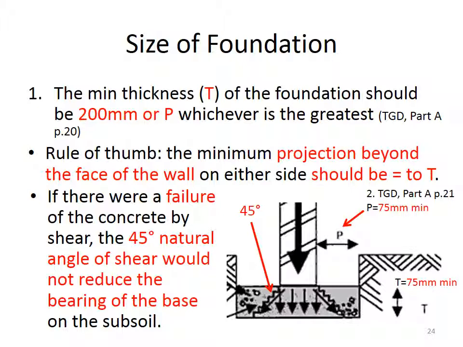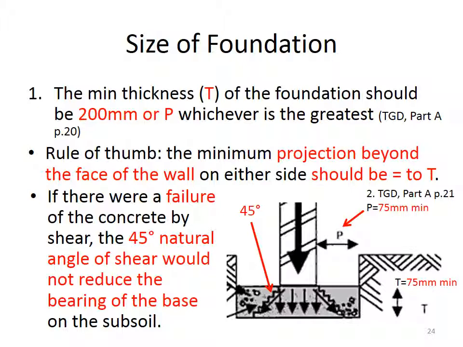So what's the minimum thickness of any foundation? 200 millimeters. A rule of thumb that's used sometimes is that the minimum projection beyond the face of the wall on either side should be equal to T. So sometimes we go with the projection beyond the face of the wall should be equal to the thickness. However, in technical guidance documents Part A, page 21, it states that the absolute minimum projection of a concrete foundation beyond the face of the wall, either side of the face of the wall, should be 75 millimeters.